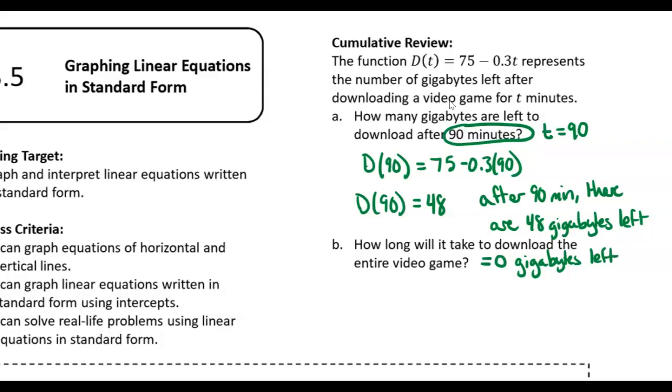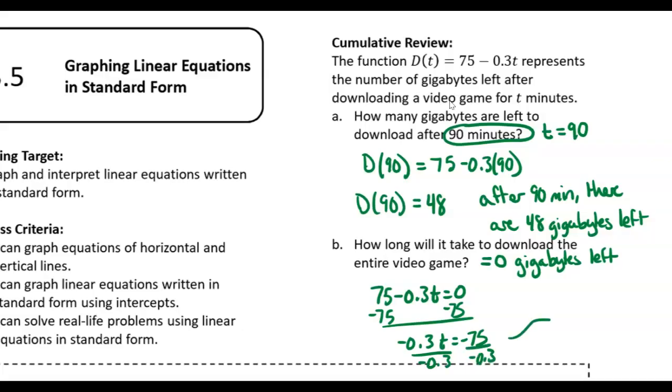So you set the function equal to 0 and solve for t. First you're going to subtract the 75 and you get negative 0.3t equals negative 75, and divide by negative 0.3. We're going to plug that in a calculator and we get 250, and this is t, and that's minutes. So it's going to take us 250 minutes to download the entire thing.